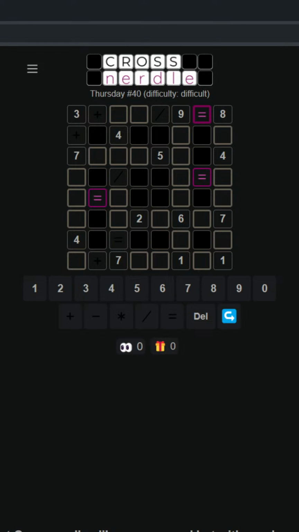Okay. 3 plus something divided by 9 is equal to 8. Well, this has to be a 2-digit number. So, okay, we just do basic algebra, of course. 8 minus 3 is 5. So 5 is equal to x divided by 9. 9 times 5 is 45. So this has to be 45. 45 divided by 9 is 5. 5 plus 3 is 8. Easy.